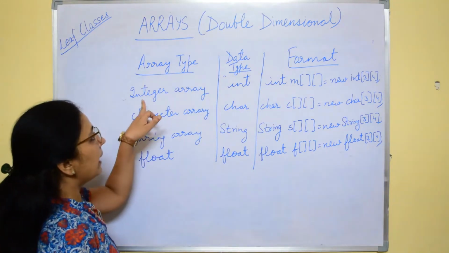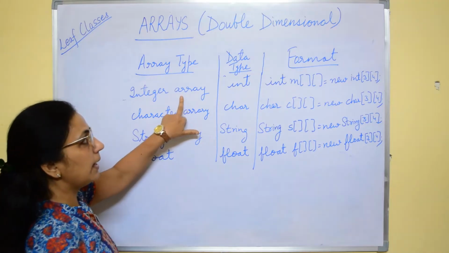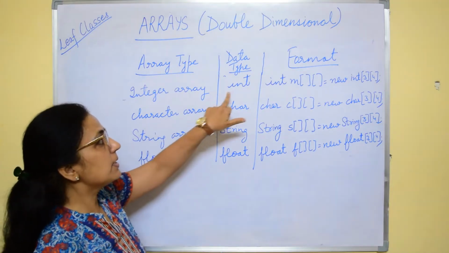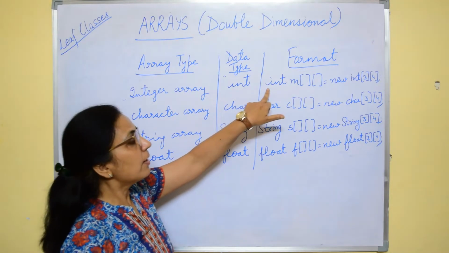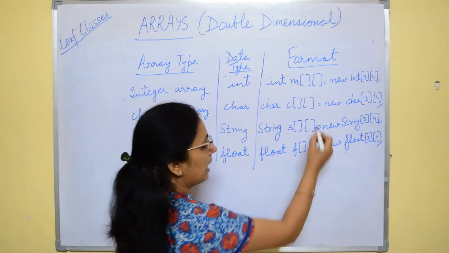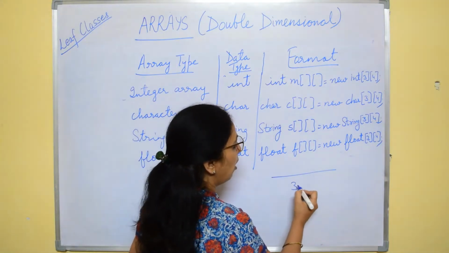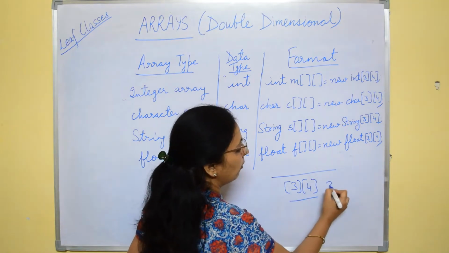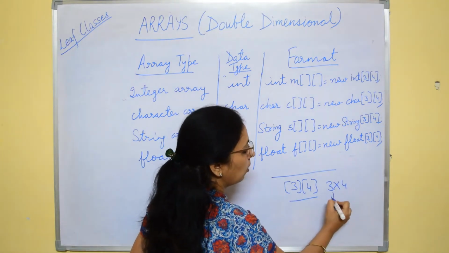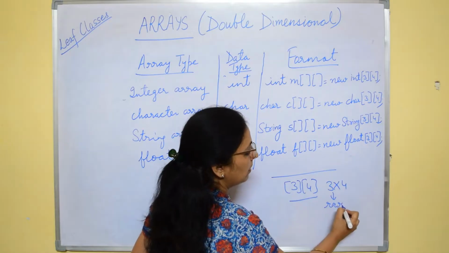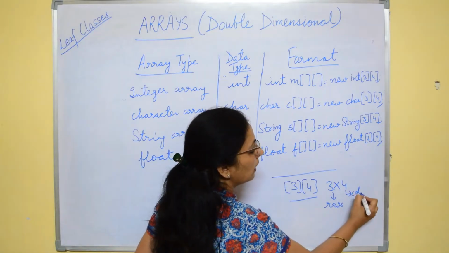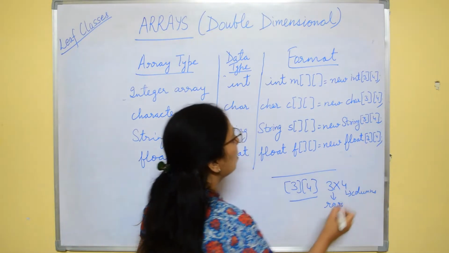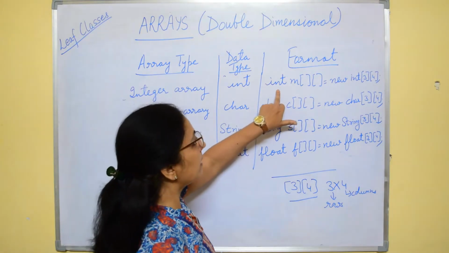Now if the array is integer array, the data type of integer is int. The format, suppose here I have given the example of all the arrays of size 3 by 4. That means 3 rows and 4 columns I want to create. So you have to declare the array.